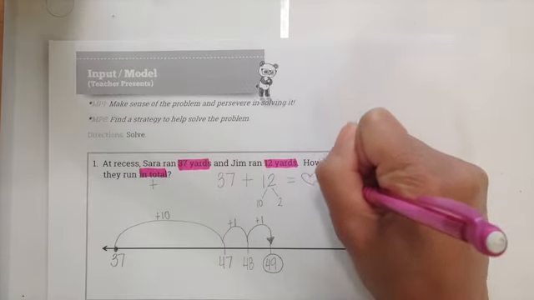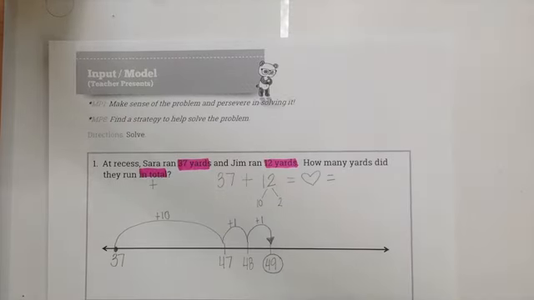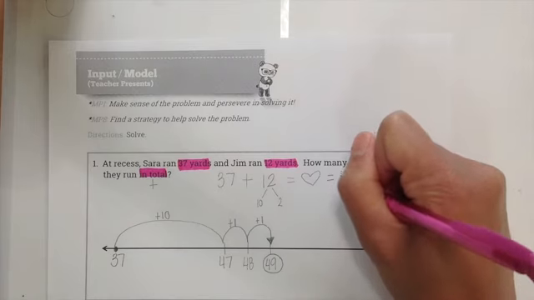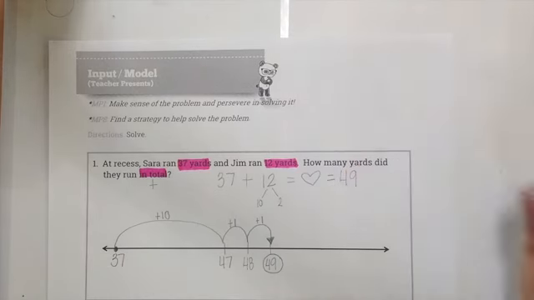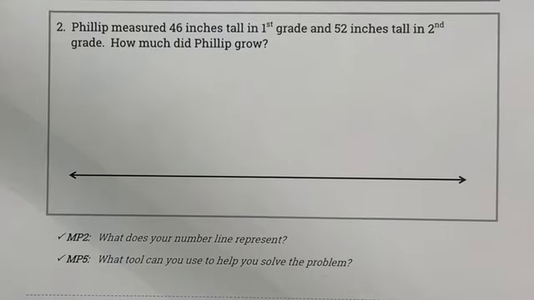So I come back up to my equation, and now that I know what the unknown is equal to, I'm going to add that to my equation. Number 2 says, Philip measured 46 inches tall in first grade and 52 inches tall in second grade. How much did Philip grow?